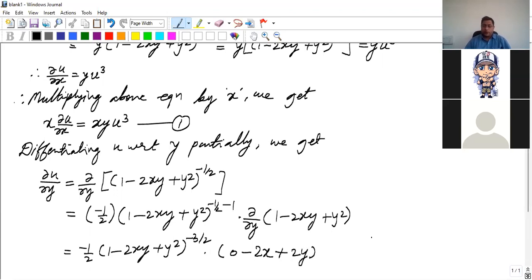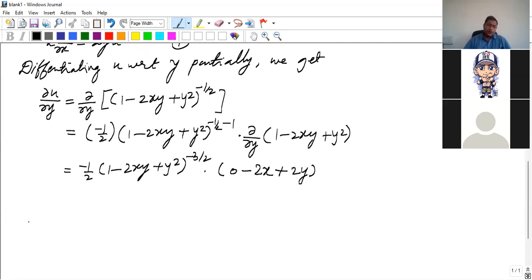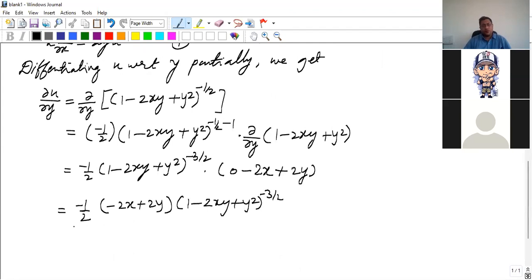Okay, so we are in partial derivatives, so we have to be careful. So we got here the derivative. Now let us simplify. So what we'll be having here is minus half, into minus 2x plus 2y, and then we will be having 1 minus 2xy plus y square bracket raised to 3 by 2.